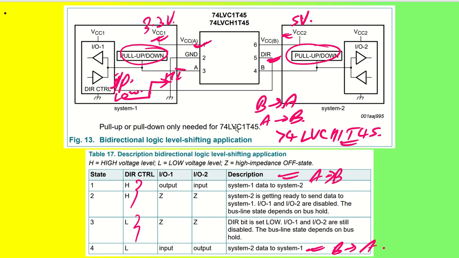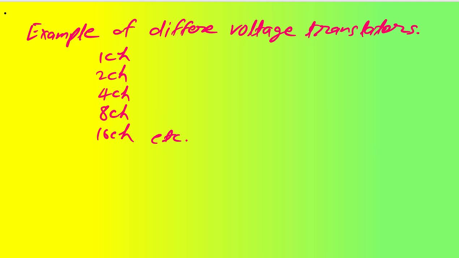So there are a lot of voltage translators available. They can have different numbers of channels. Let's say one channel, also called single channel, then dual channel, dual bit or 2 bits. It can also have 4 channels or 4 bits. It can be as high as 8 channels, which will have 8 bits or 8 lines. Similarly, we have 16 channels or 24 channels. These days a lot of different configurations of voltage level translators or buffers are coming into the picture. So let's quickly see one example for each of them.